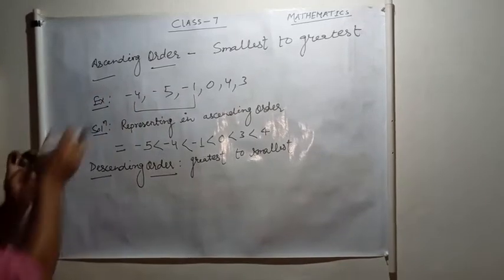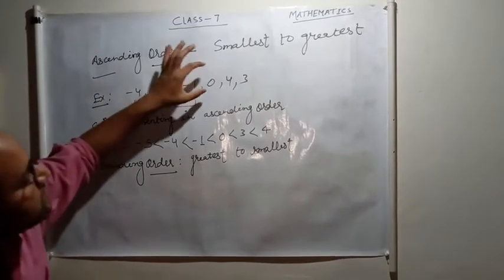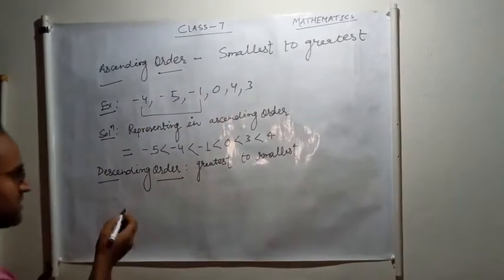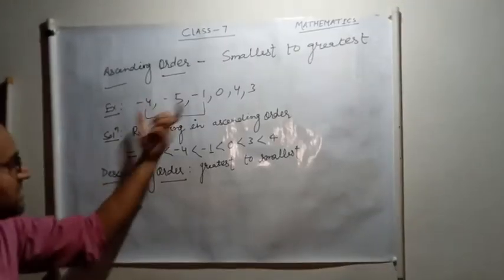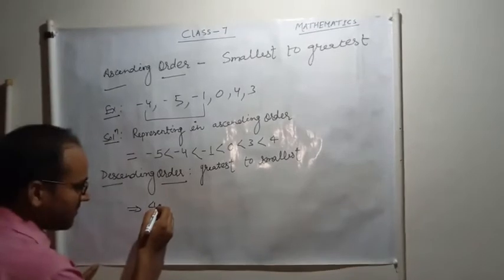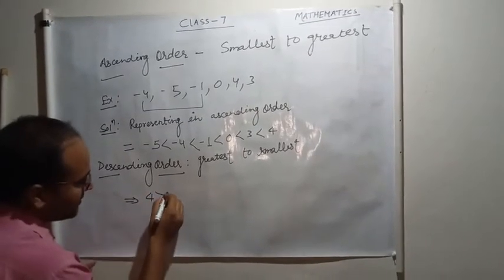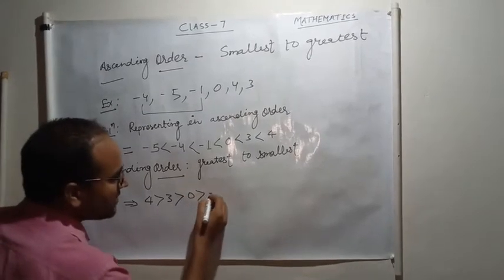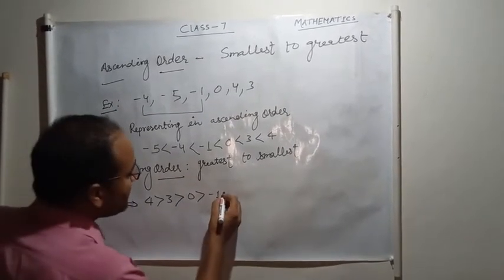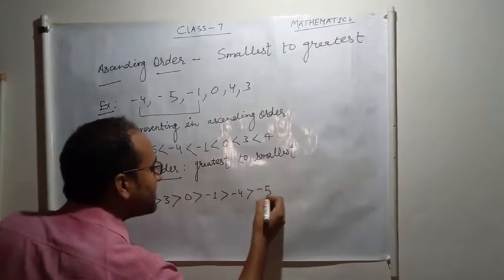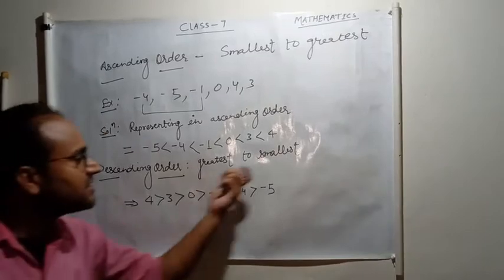Suppose I take the same example: -4, -5, -1, 0, 4 and 3. Which one is the greatest here? 4. So it is very easy to represent this example in descending order. First we write 4. 4 is greater than 3. 3 is greater than 0. 0 is greater than -1. -1 is greater than -4. And -4 is greater than -5.